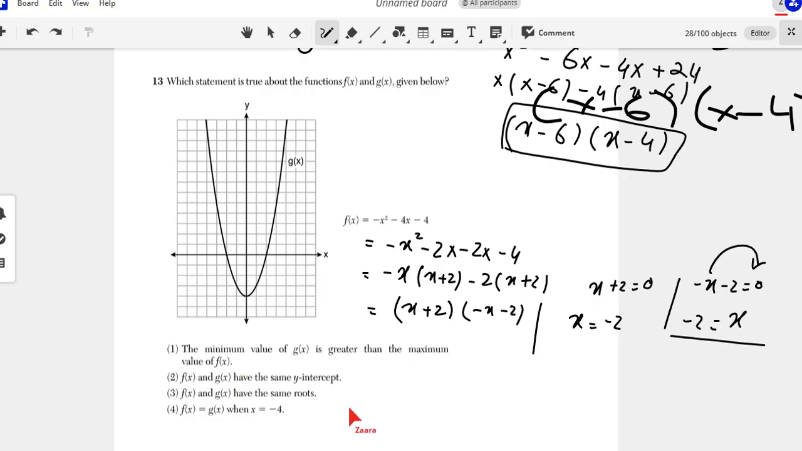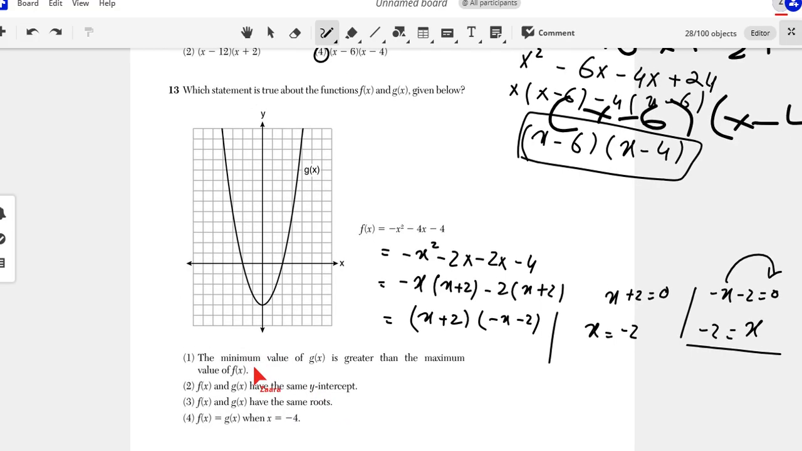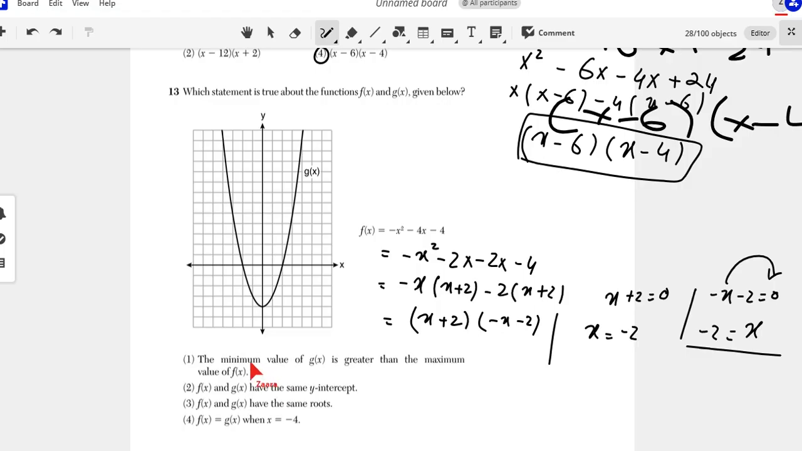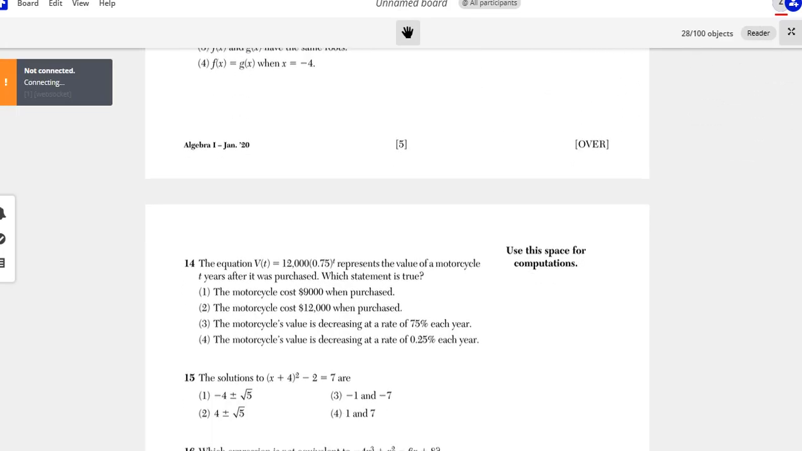Look at the first option. Let's see what the other options are. They said minimum value, they have same y-intercept. That's what I got confused a little bit. Let's see. First of all, let's find out what is the maximum for this one. The y-intercept is negative 4, and 1, 2, 3, negative 4. So they both have the same y-intercept. Oh, I didn't realize that.